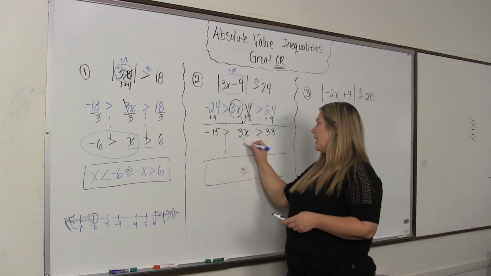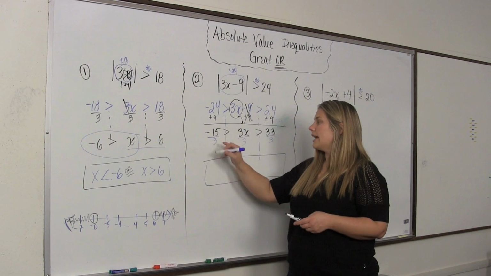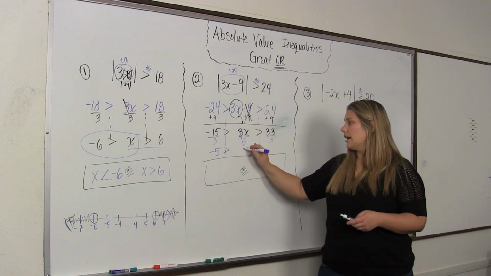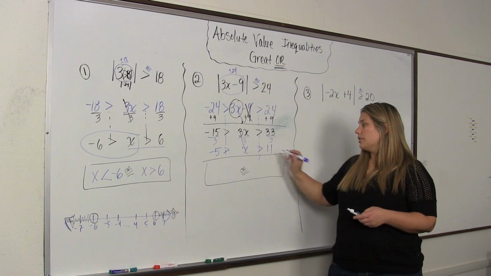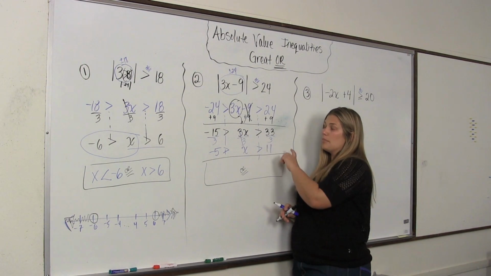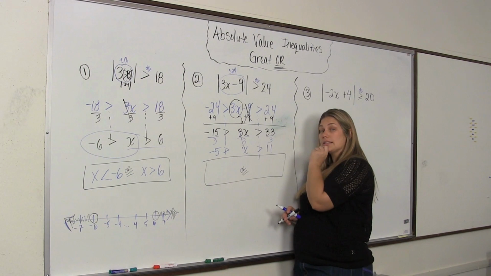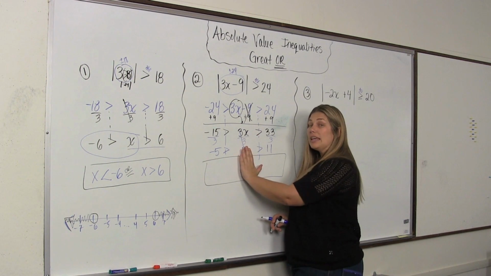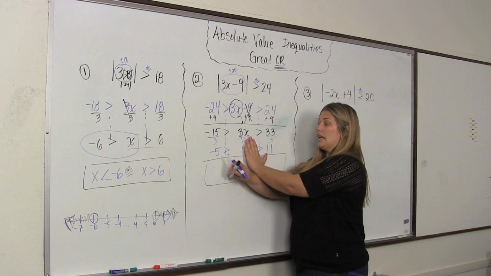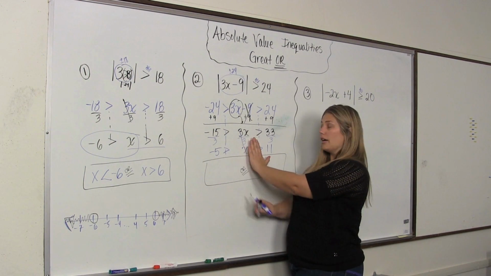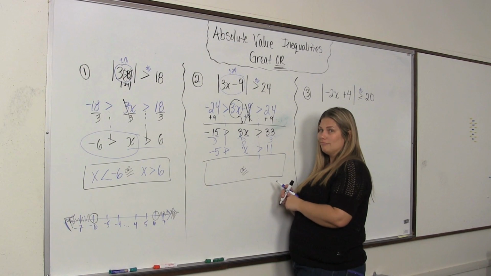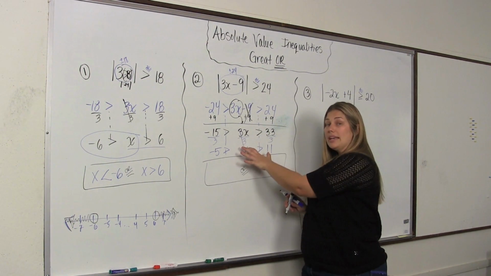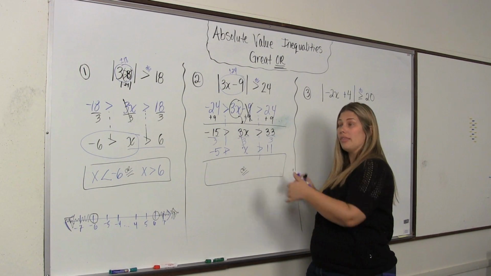My final step, I have to divide by 3 on all sides. Negative 15 divided by 3 is negative 5, is greater than x, which is greater than 11. Remember, to know whether I can leave my answer exactly like this, I have to cover up what's in the middle. If I leave it, it has to be true. Is negative 5 bigger than a positive 11? Well, no. So if it's not true, I can't leave my answer like that. I have to split them.